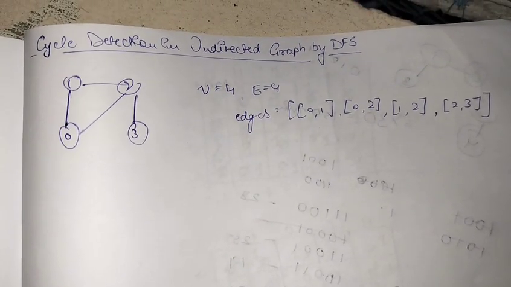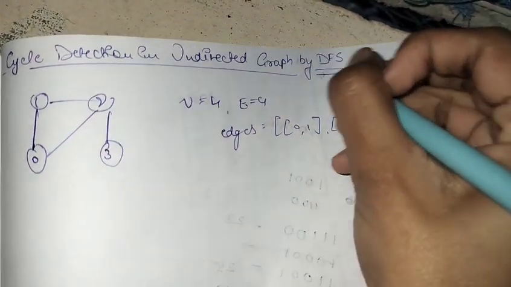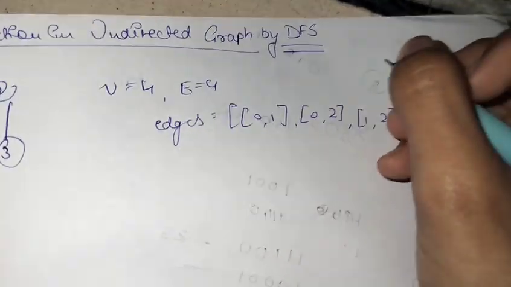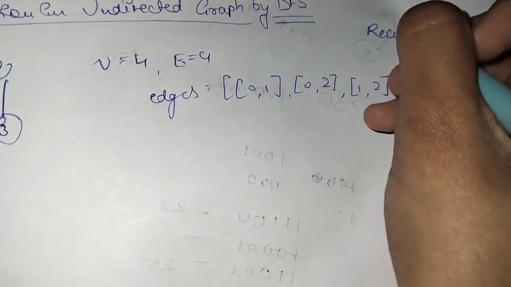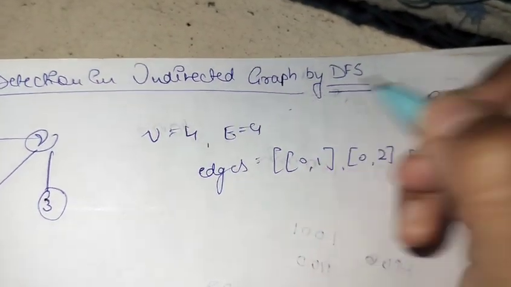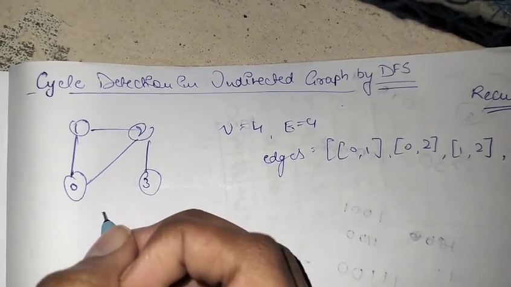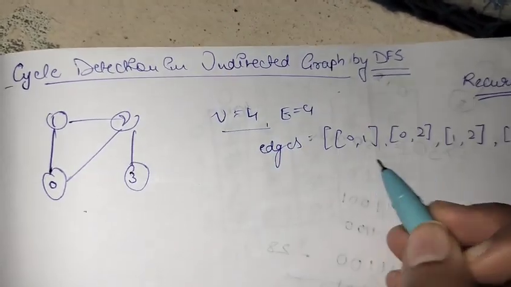So now we will be doing cycle detection in an undirected graph by DFS. Now whenever DFS is given, every time we know we have to use recursion only. This question you can find on GFG. Now this is the graph given to us and this is the vertices and edges.